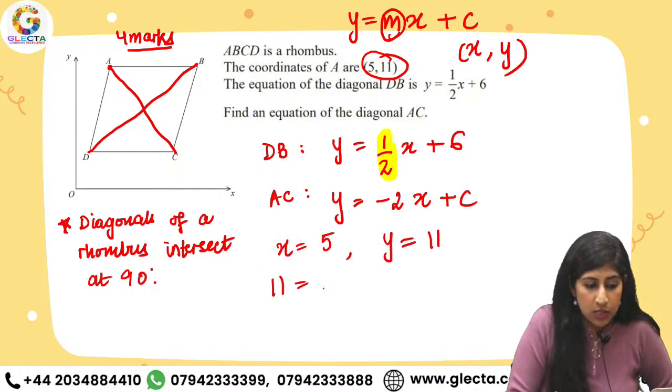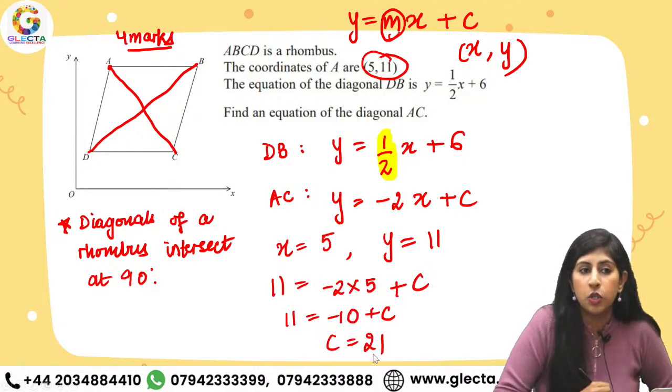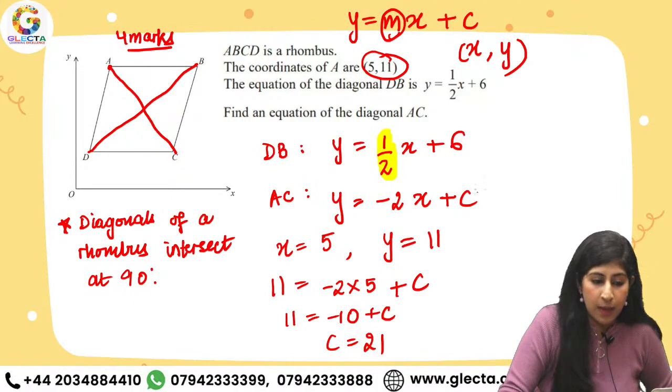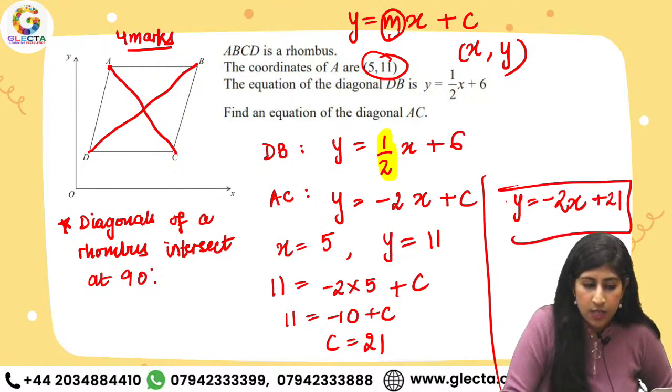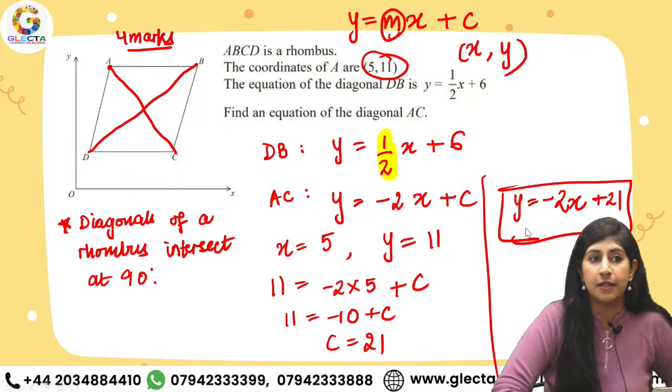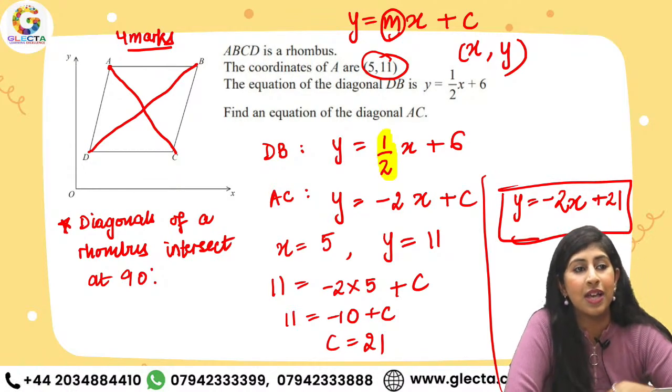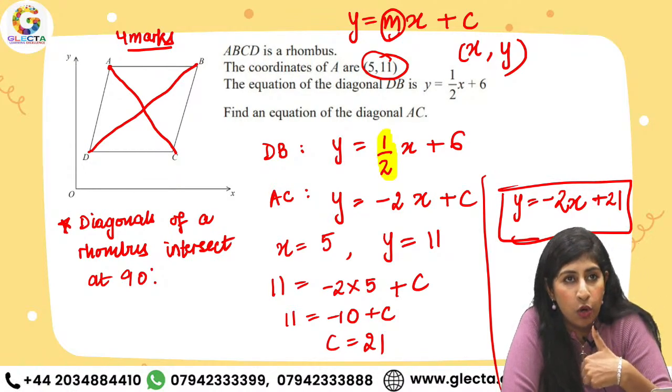So 11 equals minus 2 times 5 plus c. So 11 equals negative 10 plus c. c comes out to be equal to 21. That's the equation that I'm having. Just put it back in. So my equation becomes y equals negative 2x plus 21. This is what we are having. That's it, and we got our answer. So that's the equation of AC that we got.